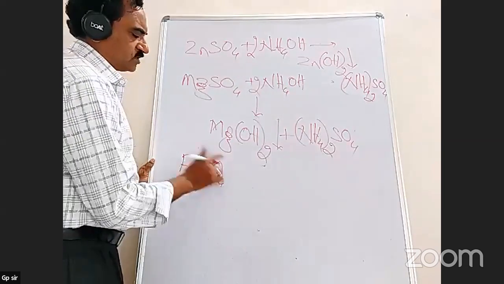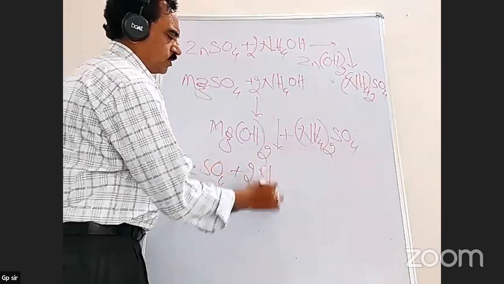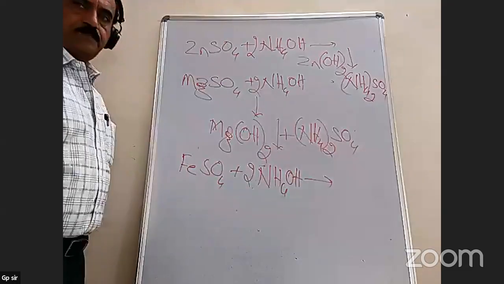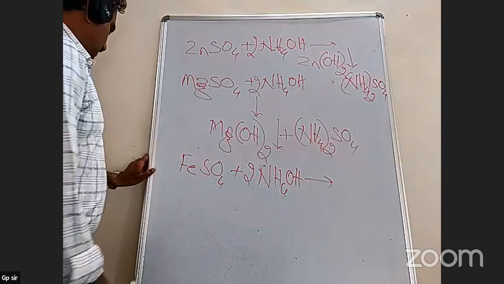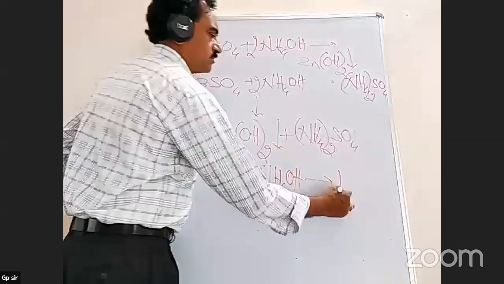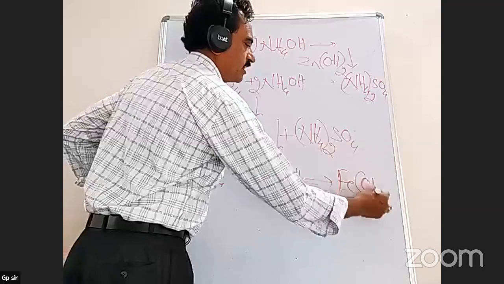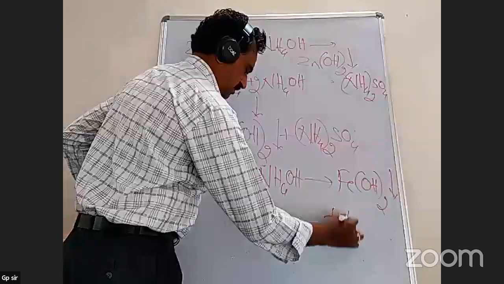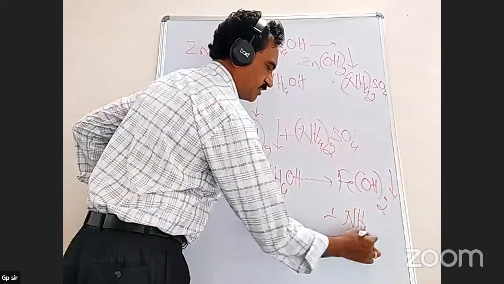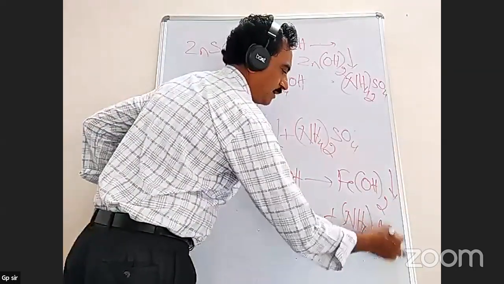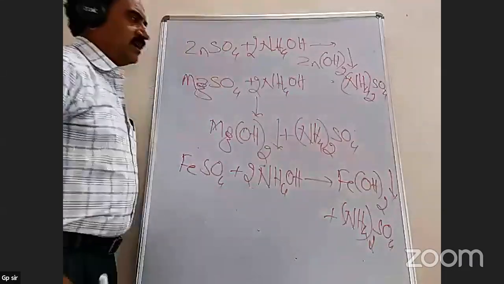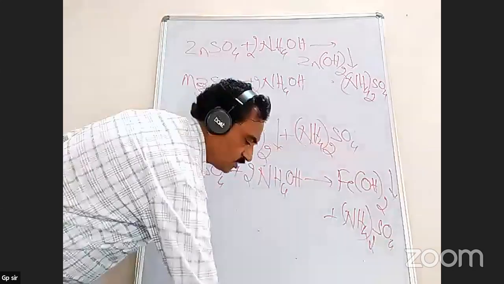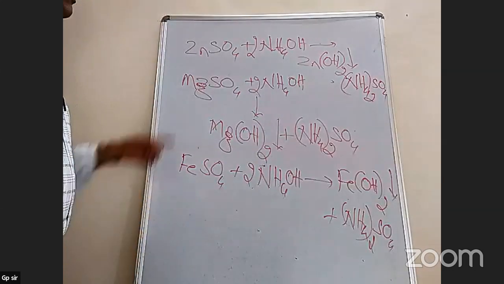If it is FeSO4, see what happens. FeSO4 plus 2NH4OH: the end product you get is Fe(OH)2, ferrous hydroxide, plus (NH4)2SO4. This is pale green in color. Ferrous hydroxide is green, while the other two are white, and from the color we can differentiate. But note down the equations.